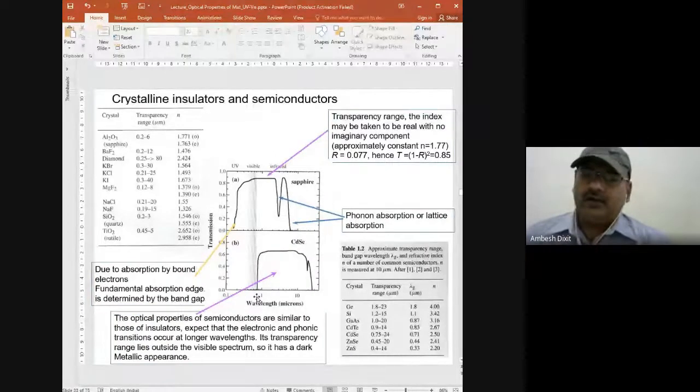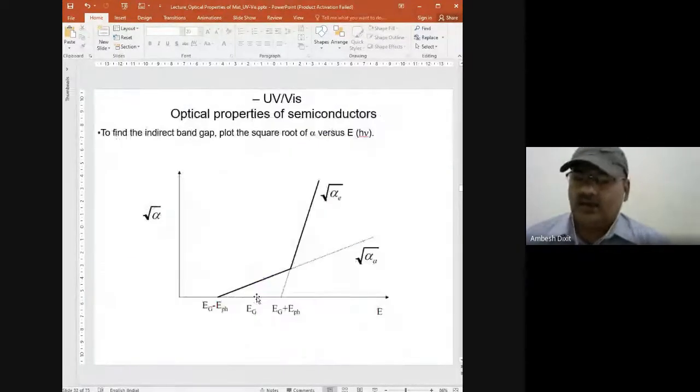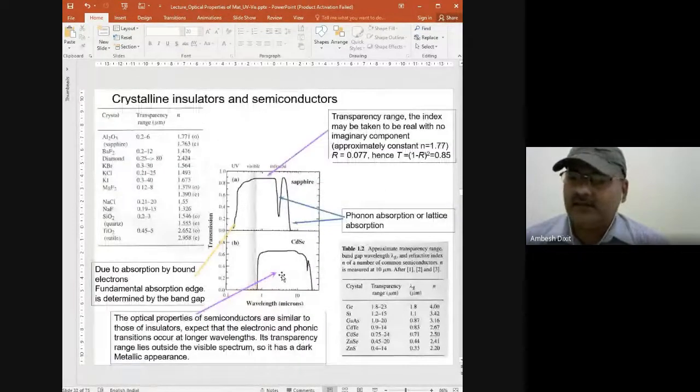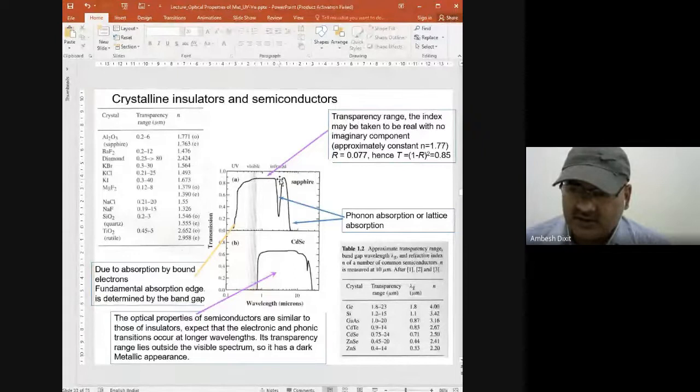Okay, then there are various applications of these properties. You can design materials with different absorption windows and different transparent windows. I'm just giving you an example. Here you have a crystalline insulator and a semiconductor. This is an insulator, sapphire. If you see, its transmission is 100% or near 100% in the visible region. Whereas if I take CdS, you see the complete visible light is getting absorbed, and here the transmission region is different.